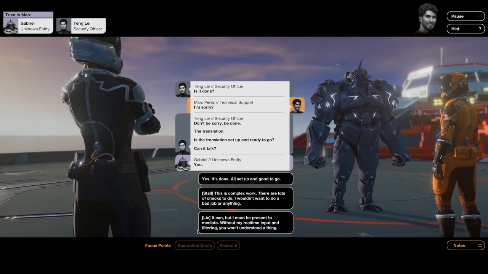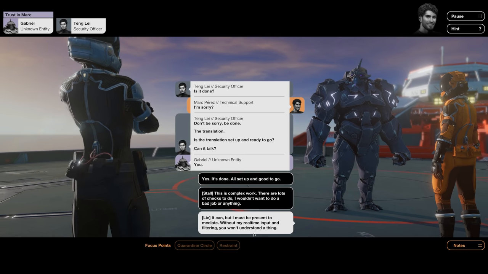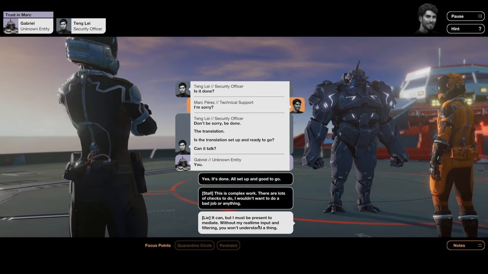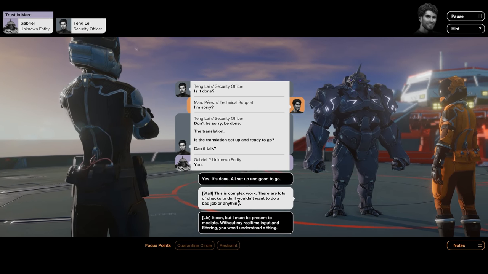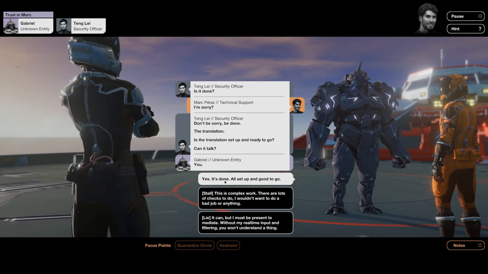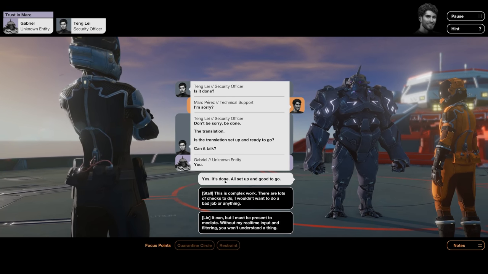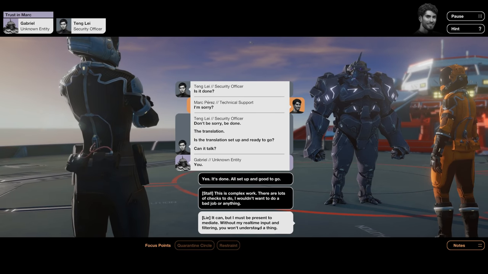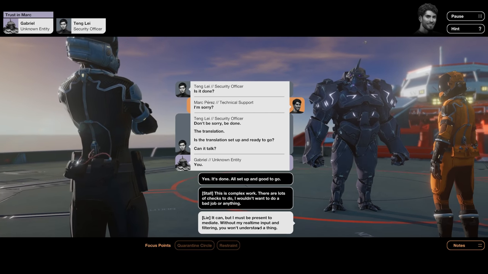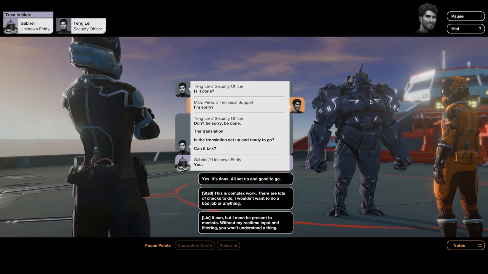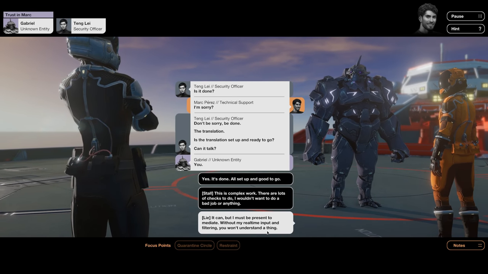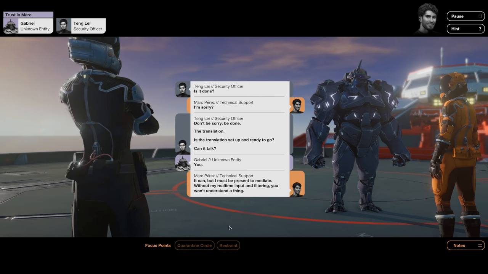Stall or just outright lie? Say I must be present to mediate. Without my real-time input and filtering, you won't understand a thing. Or stall. Or just tell the truth. I want to be here. This person is obviously an asshole, and is probably the one responsible for treating them so poorly to begin with. I can, but I must be present to mediate. Without my real-time input and filtering, you won't understand a thing.